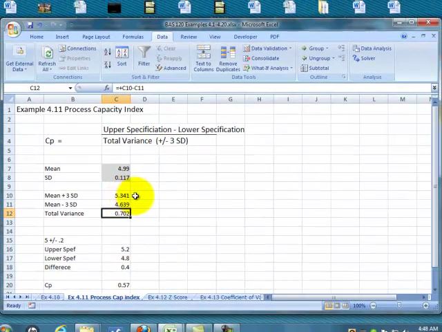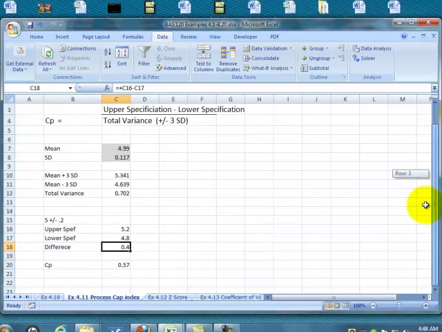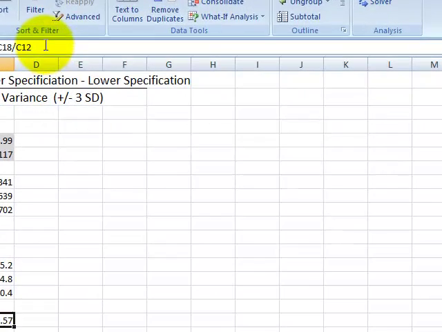So what it's telling me is 3 standard deviations is 99.7% of the population, which falls between 4.639 and 5.341. And my specifications are 4.8 and 5.2. That's a difference of 0.4. So my CP index is just the difference that I have between my specifications divided by my total variance.